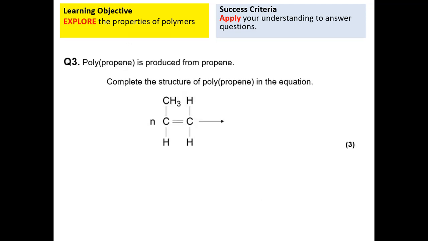So the last question then, again, it's more practice at drawing these diagrams and just showing that it can be a 3-mark question. So this is propene. It wants you to draw polypropene. So remember, brackets, remove the double bond, 2 new bonds, and N. Sorry, it's dropped it off a little bit at the top, but there is your correct answer.